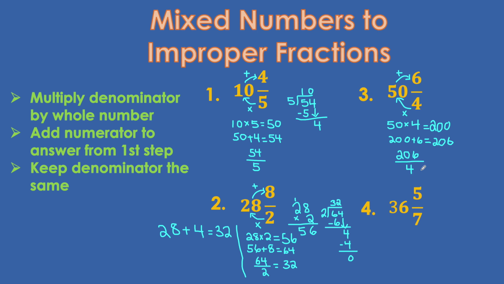And you can always check to see if it's correct by seeing if you get the same answer when dividing 206 by 4. So you just do 206 divided by 4. And if you get 50 and 6/4, then that is the right answer.